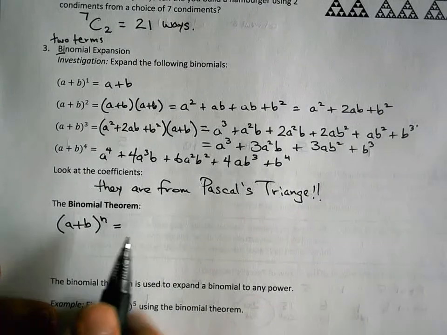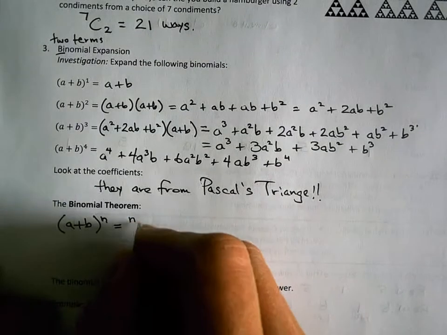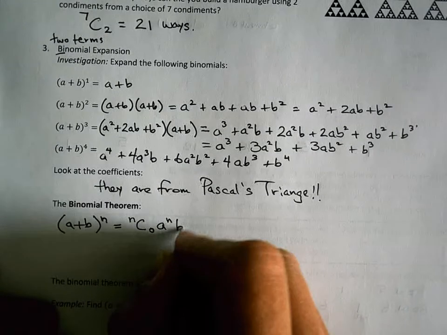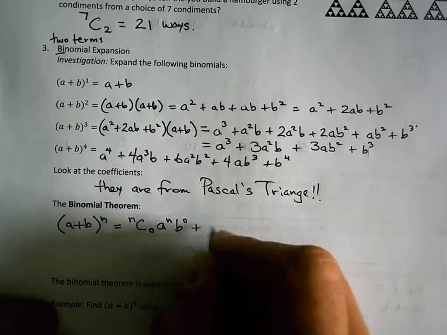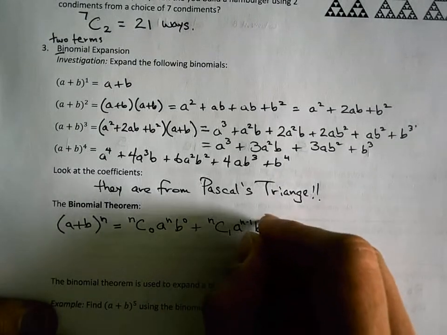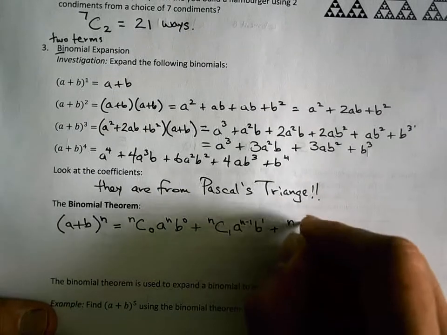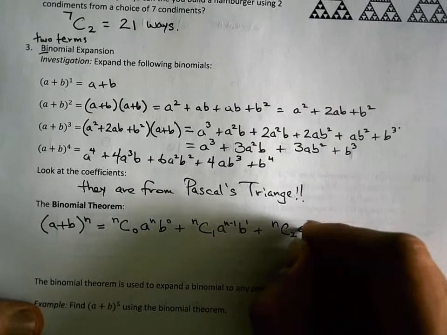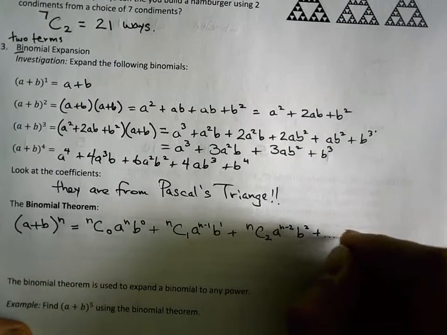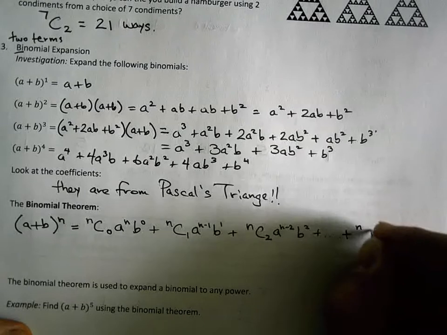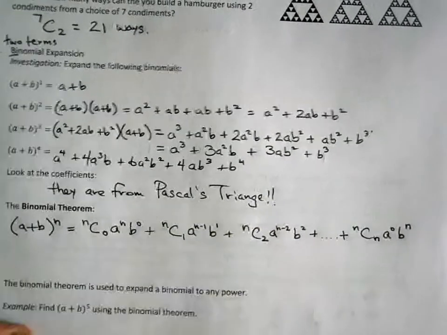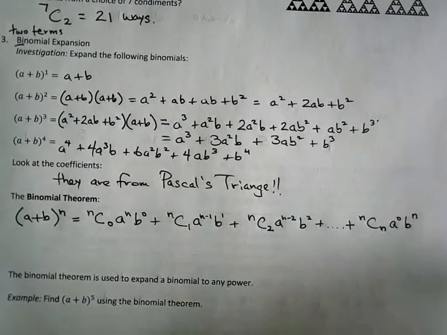what I'm raising to. So I end up with n choose 0, a to the n, b to the 0, plus n choose 1, a to the n minus 1, b to the 1, plus n choose 2, a to the n minus 2, b to the 2, plus dot dot dot, plus n choose n, a to the 0, b to the n. Wow, it looks like hieroglyphics.